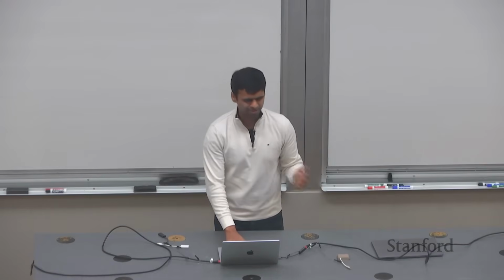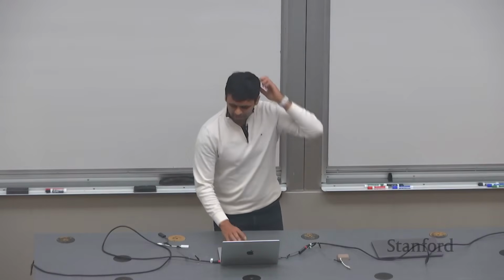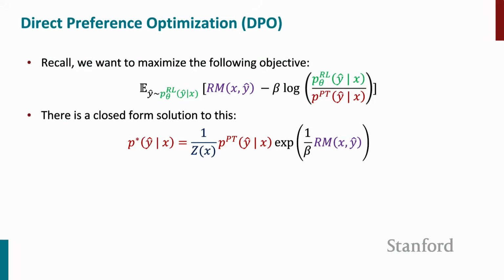It's rare to find such things. And the solution looks something like this. This is the optimal policy, P star, where we compute probabilities over y hat conditioned on x. Roughly, this optimal quantity says, ignoring Z(x) for now, we have our pre-trained model, P pre-trained of y hat given x, and we're going to multiply the probabilities with the exponentiated reward.